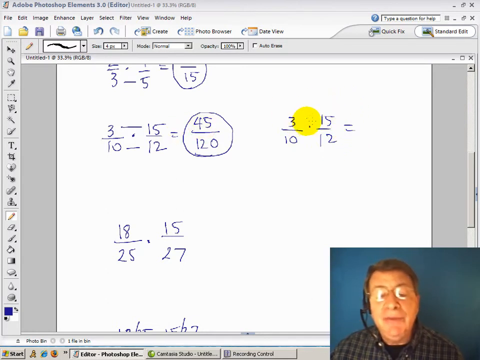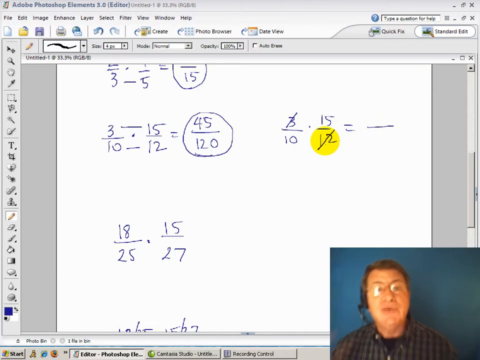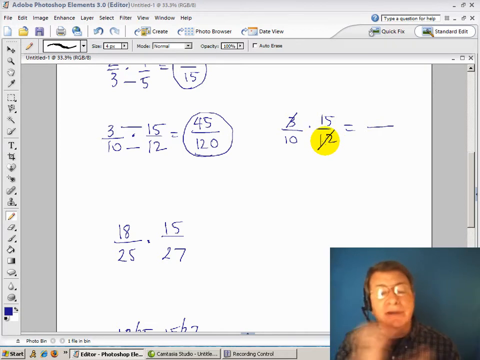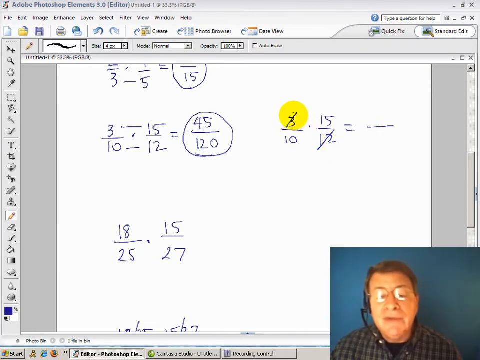But instead of multiplying these out and getting 45 over 120, we could take the 3 on the top and cancel it with the 12 on the bottom. Now, any number on the top can cancel with any number on the bottom, because remember, multiplication is commutative, and that 3 can switch with the 15 just as easily as the 15 can switch with the 3. So 3 will divide into 12 4 times.